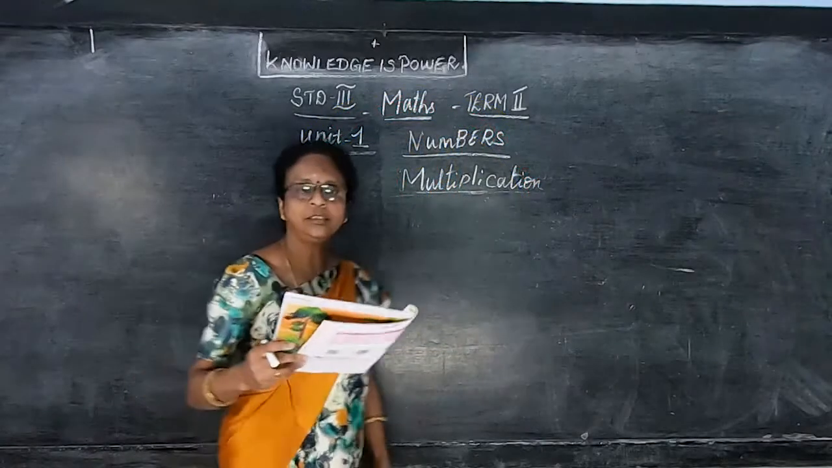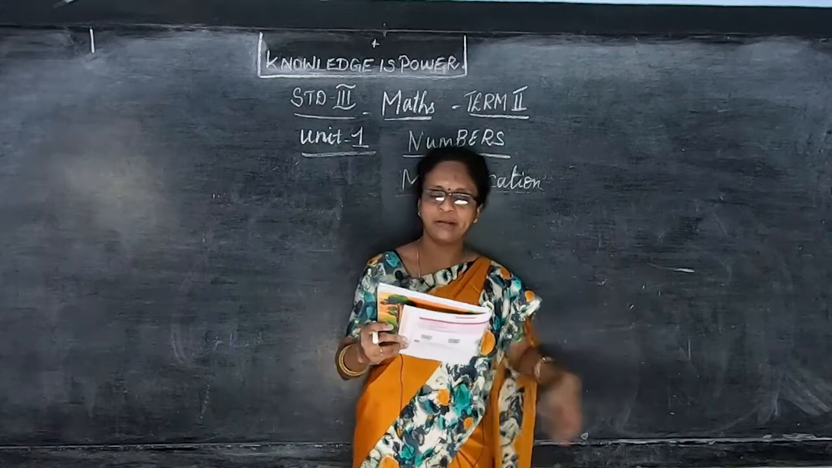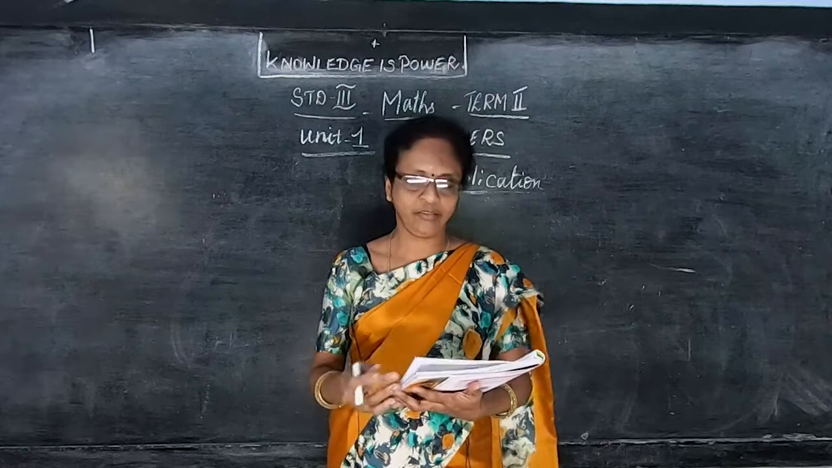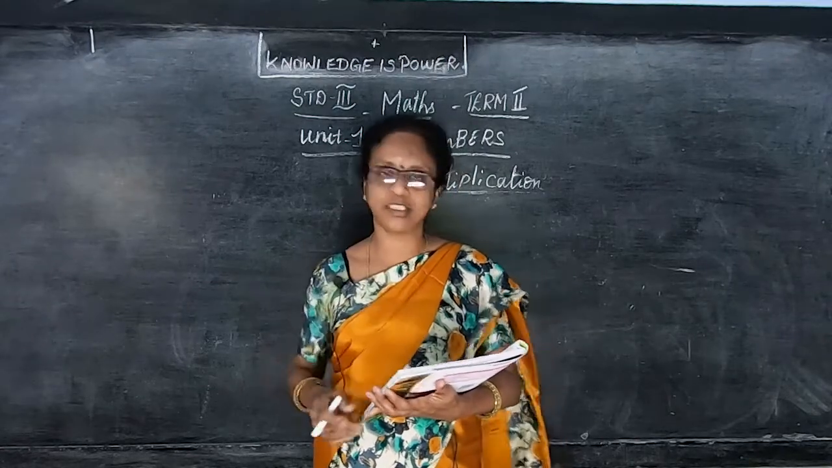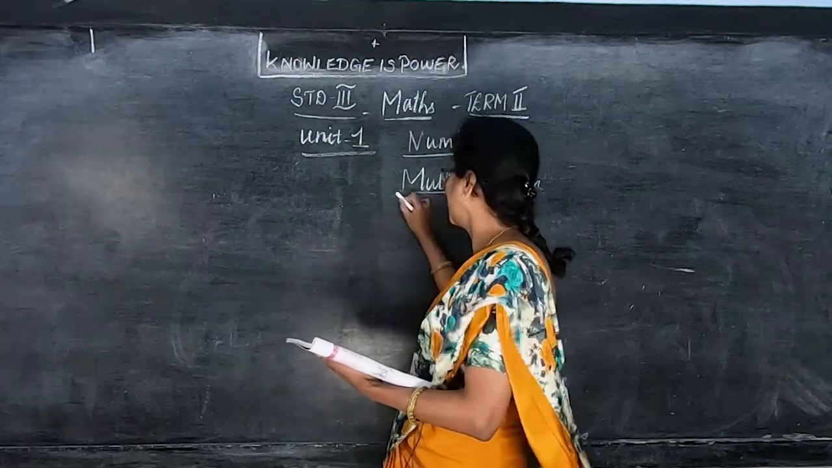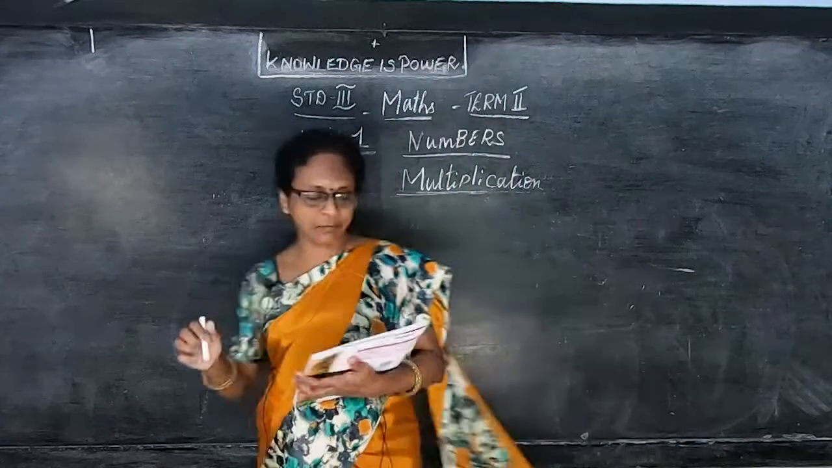Good morning, children. Today we are going to see about third standard maths, term 2, unit 1, numbers. Already we have finished the first term. Now we are going to see the second term. In this numbers, first we know about the multiplication. You might have already learned the tables, the multiplication table.